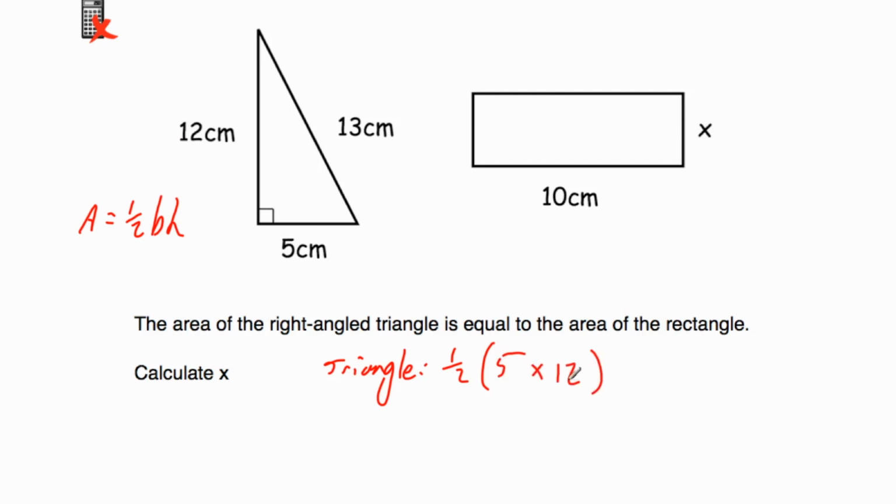So if we do 5 times 12, that's 60. And we do a half of 60, that'll give us our area. And a half of 60 is 30 centimeters squared. So the area of this triangle is 30 centimeters squared.